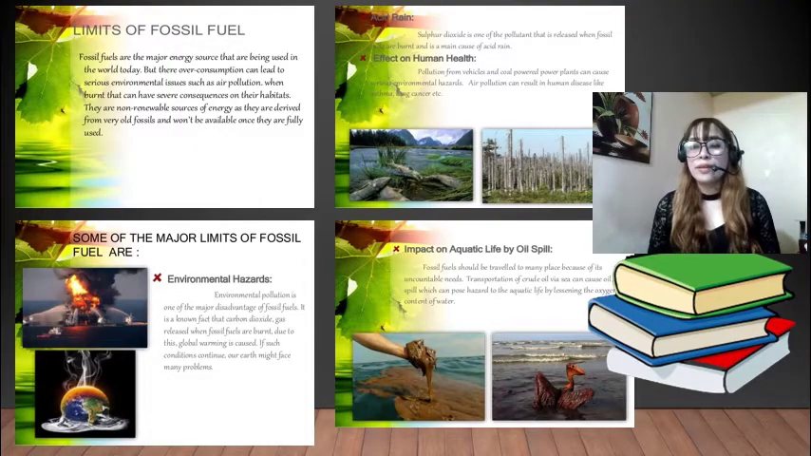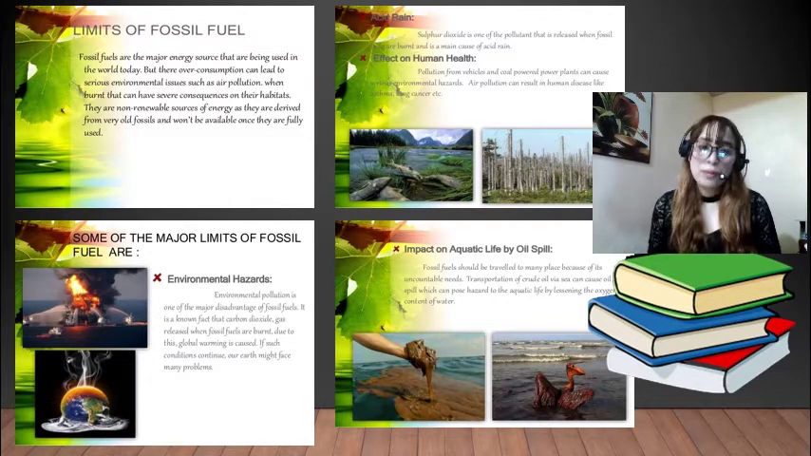Fossil fuel is one of our major energy sources. They are being used in our day-to-day life, and we see its significance once we look at what we have around us. But the overconsumption of it will lead to serious environmental issues, like air pollution. When this fossil fuel is burned, there are consequences that will lead to some serious problems.